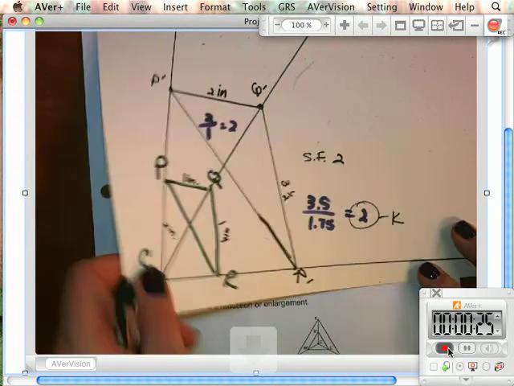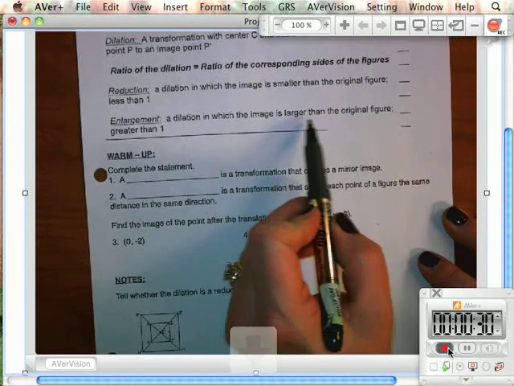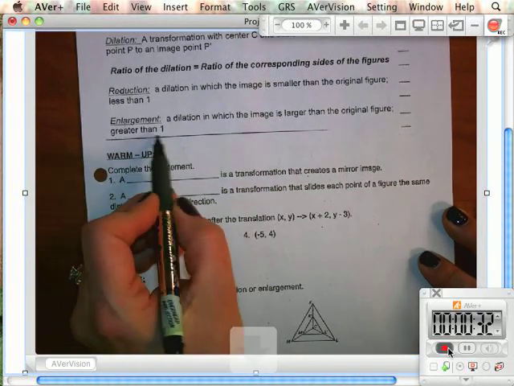Yeah, no. All right. Enlargement: a dilation in which the image is larger than the original figure and the scale factor is greater than 1.